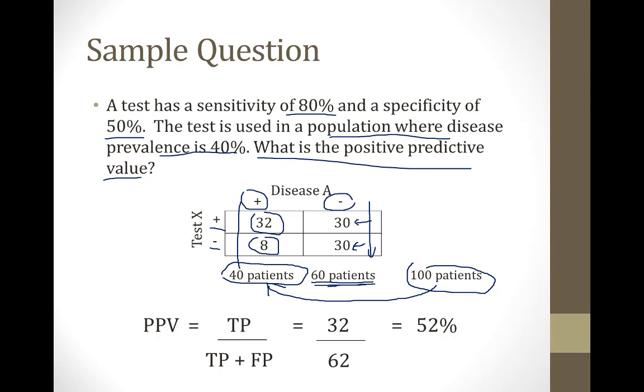Once we have all the numbers filled in, we can go ahead and calculate the positive predictive value just using that equation. And remember, the positive predictive value is everything in the top row with the trues on top. So the true positives go on top, that's 32, divided by the true positives plus the false positives, which adds up to 62, and that gives us a positive predictive value of 52%.